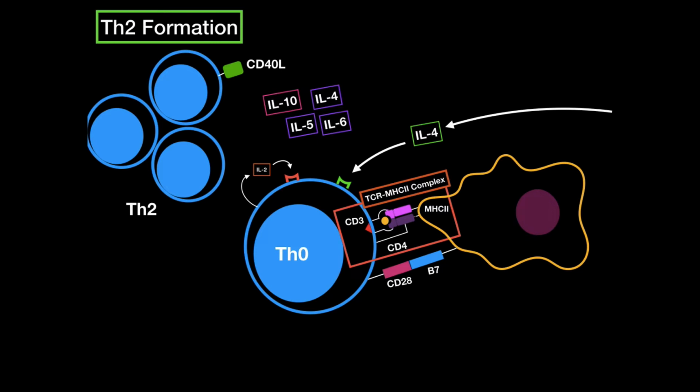Interleukin 10 suppresses the activation of T helper cell 1. Remember that T helper cell 2 and T helper cell 1 kind of work against each other. One of them proliferates, the other one is suppressed. Interleukin 4, 5, and 6 act on B cells, and I'll show you how in a second.